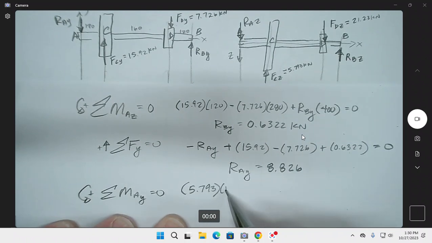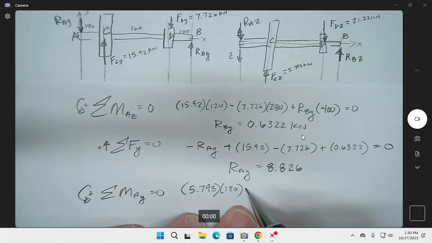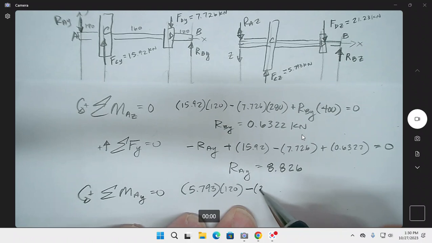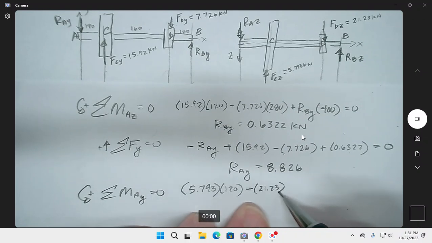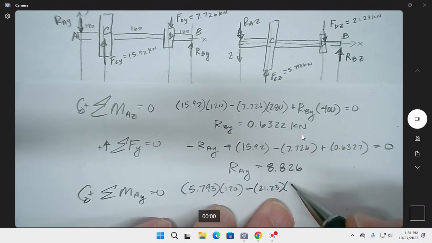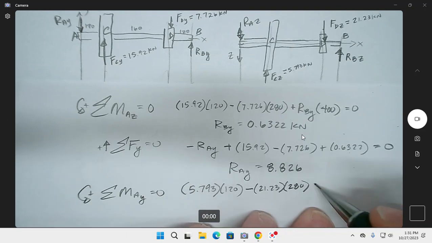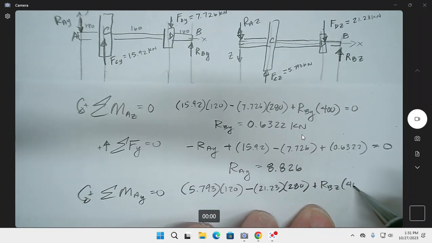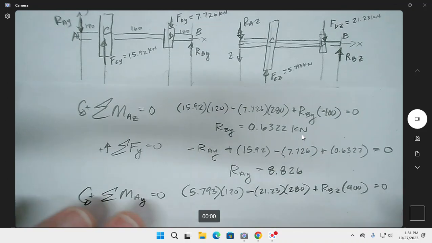So 5.793 times 120 minus, because it's clockwise, 21.23. I kind of think this might be too similar to the other problem. Well, whatever. I have to get a good variety of things. RBZ times 400 equals 0.